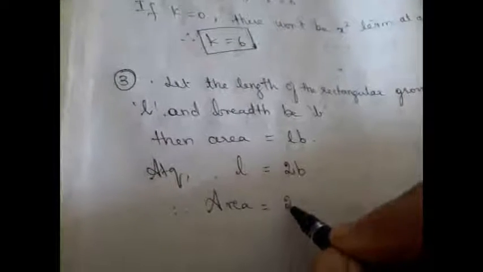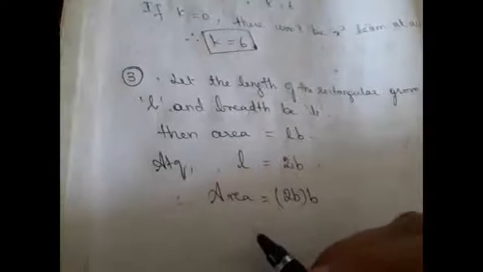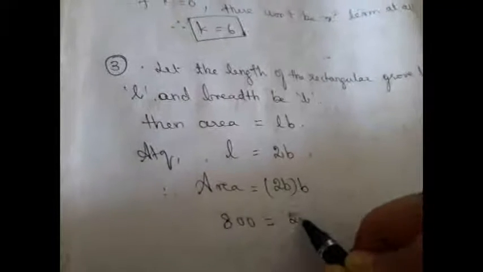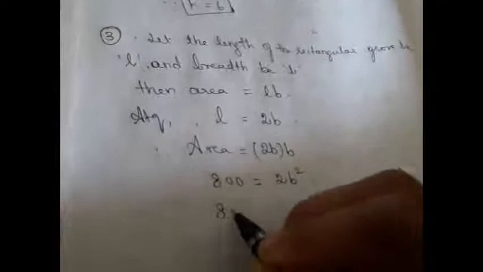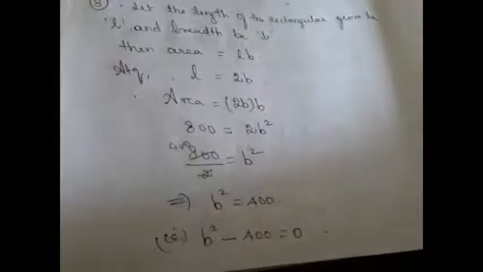Therefore, area is equal to, in the place of L, we are going to substitute 2B into B. So what is area? Area is given as 800 meters square. So 800 equal to 2B square, right? So if I bring this 2 to the other side, it will become 800 divided by 2 equal to B square. So this implies B square equal to 400. So what is your quadratic equation? That is B square minus 400 equal to 0 is your quadratic equation.